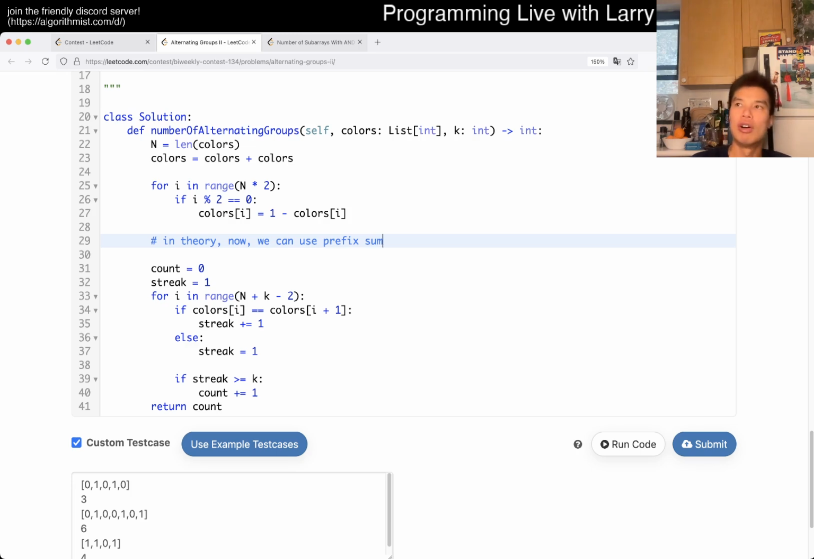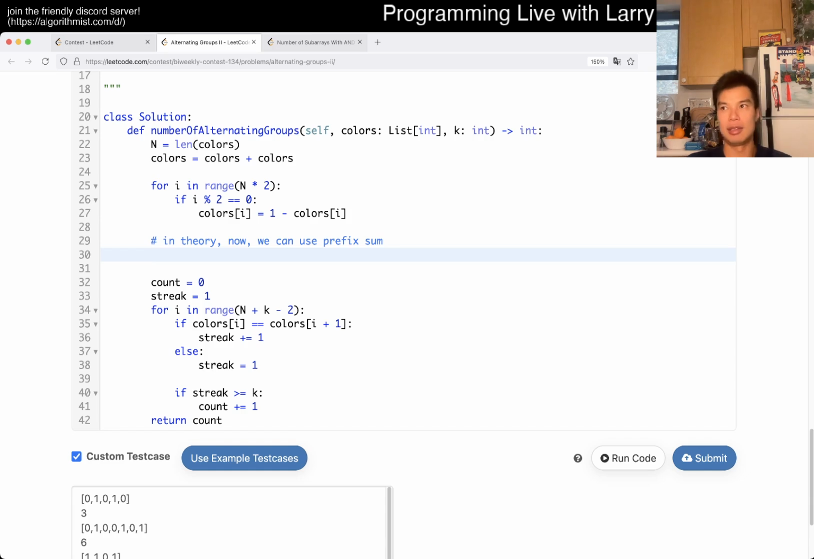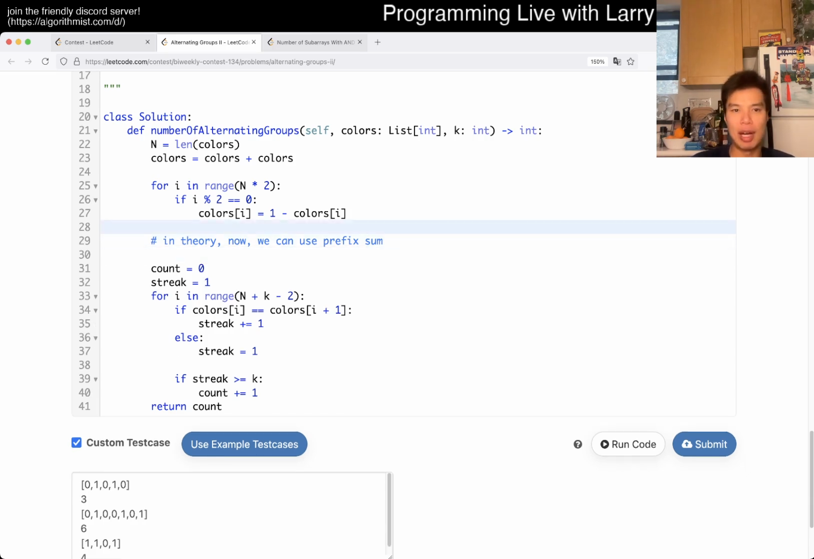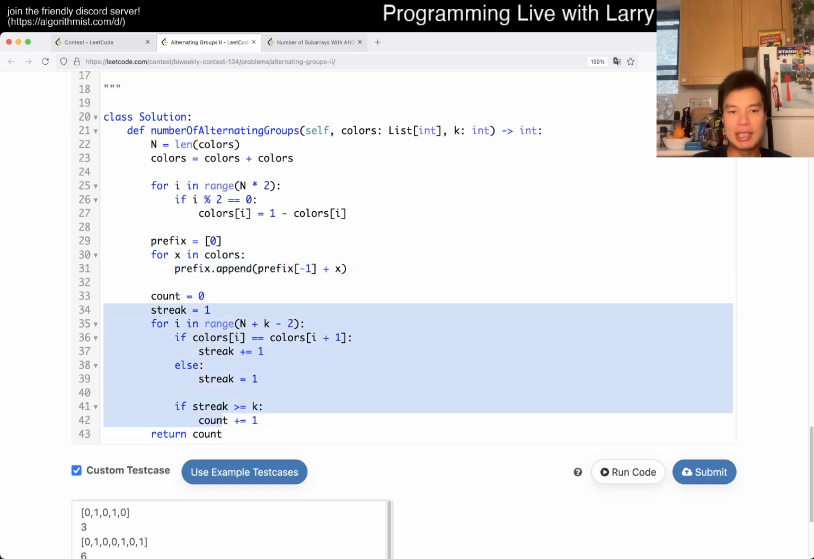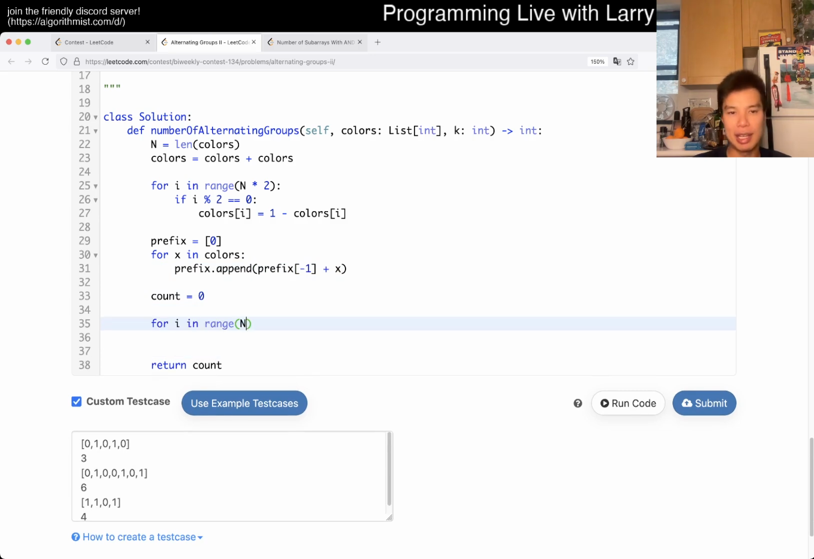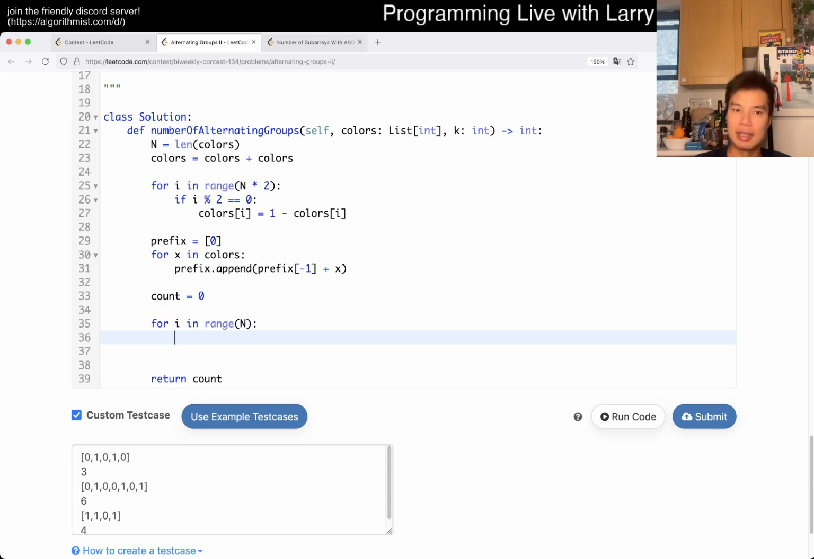Because now, what it is saying is that we can just do, I mean, let's actually do it. Let's not do it in theory. So basically now, adding the alternating thing gives us the prefix sum, which is that for x in colors, maybe we could just do this, and then you have a count. But now instead of counting streaks, which you can still do, you can do something like, let's see, we want from I to I plus k minus 1 inclusive to have the same color, if you will, right?